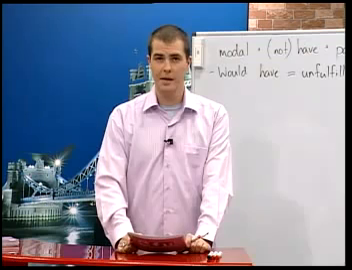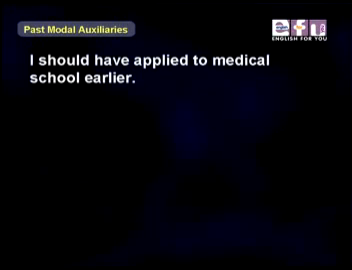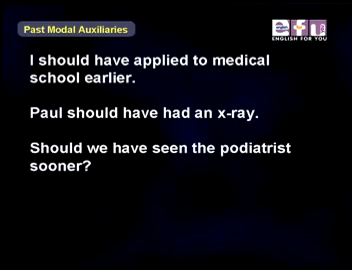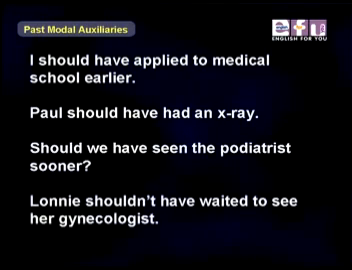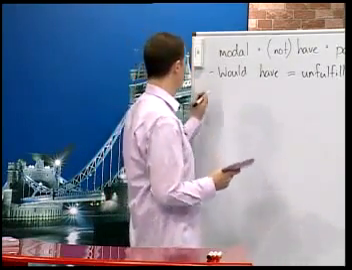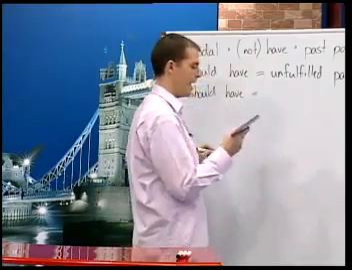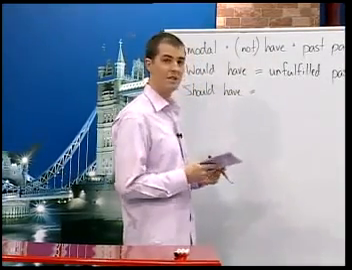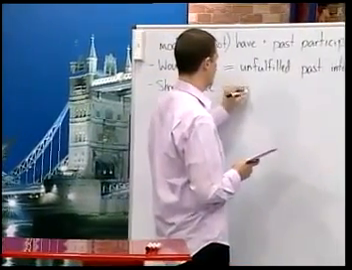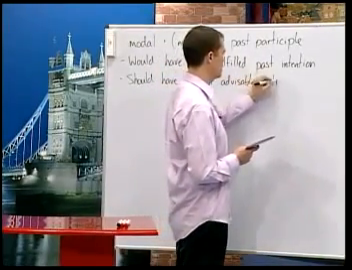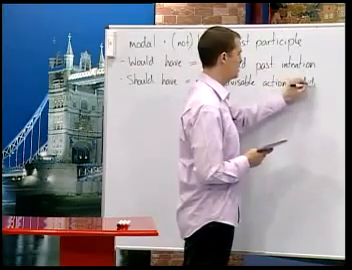Now let's look at another past modal. I should have applied to medical school earlier. Paul should have had an x-ray. Should we have seen the podiatrist sooner? Lonnie shouldn't have waited to see her gynecologist. Now should have, put this on the board here, should have is an action that was advisable but did not take place. So we'll say past advisable action but it didn't happen.